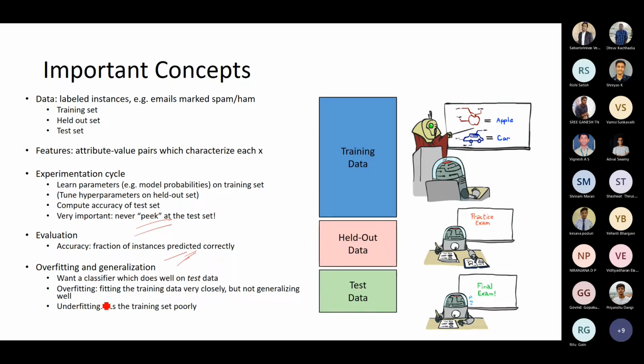Now, typically what happens is you will run into what is called overfitting and underfitting. These are two problems with any machine learning model. One is overfitting, the second one is underfitting. This overfitting or underfitting typically arises because of the number of data samples that you have.